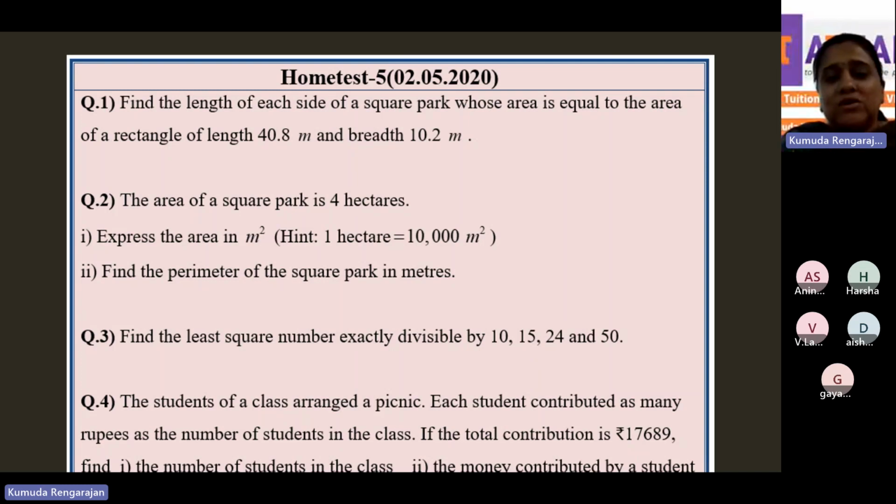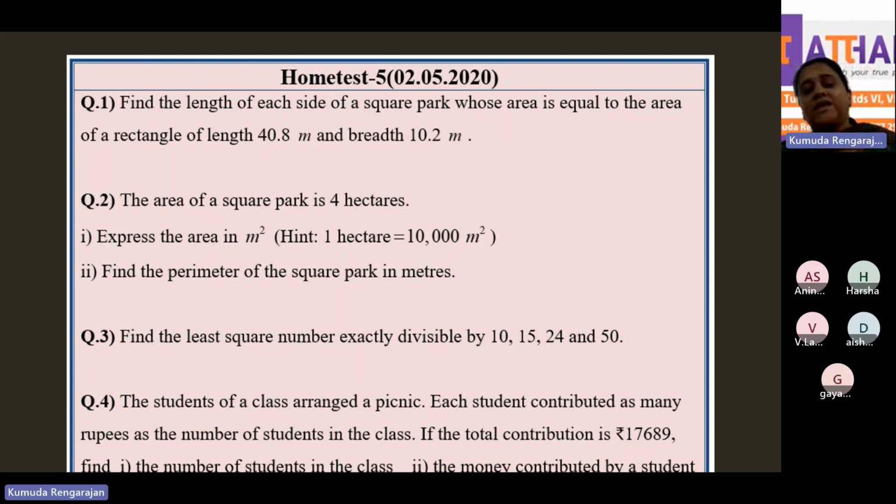There are two plane figures in this question, one rectangle, one square. For the rectangle, we know the dimensions, length and breadth, so using that you can find the area of the rectangle. It is given very clearly that the area of the square park is the same as the area of the rectangle. So whatever is the area of the rectangle is now the area of the square also. Now you got the area of the square. If the area of the square is known, how will you find the side?